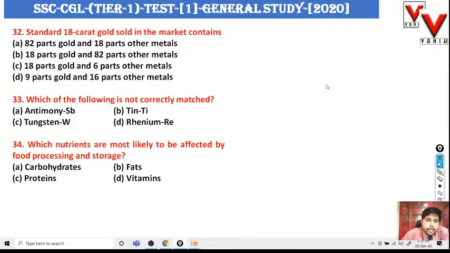Question 32: standard 18 karat gold sold in the market contains.